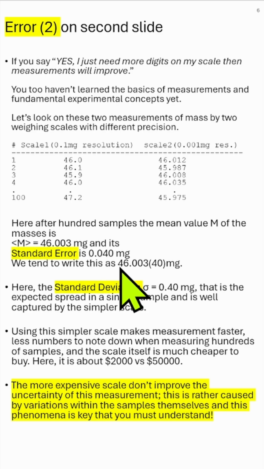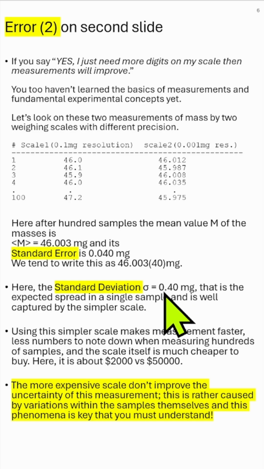We tend to write this in combination in a short way: 46.003(40) milligram. When we write brackets like that, we mean that the standard error is correlated to the last two significant digits of the actual mean value. We will come back later to what standard error and standard deviation actually are, but just stay with me here. The standard deviation in this particular case becomes 10 times larger.